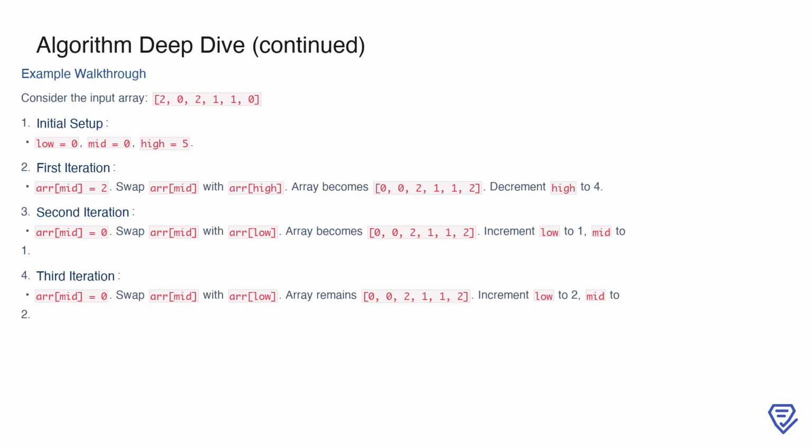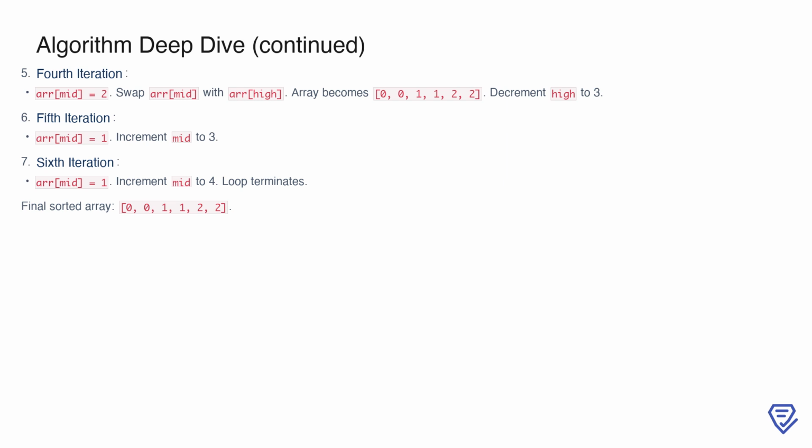In the third iteration, mid is still pointing to a 0, so we swap it with the value at low again. The array remains 0, 0, 2, 1, 1, 2, and we increment low and mid to 2. In the fourth iteration, the value at mid is 2. We swap it with the value at high, resulting in the array 0, 0, 1, 1, 2, 2, and decrement high to 3. On the fifth iteration, the value at mid is 1, which is already in the correct region, so we simply increment mid to 3.